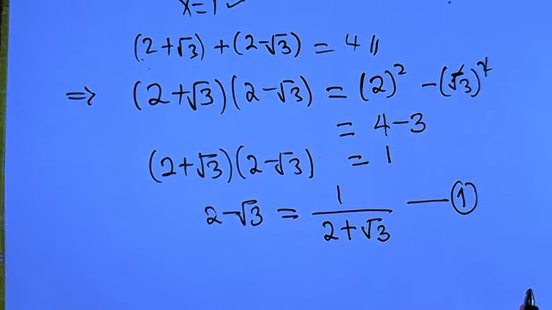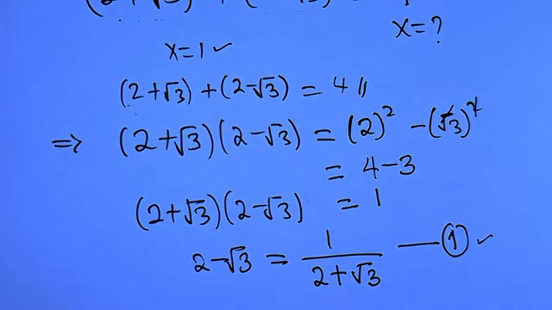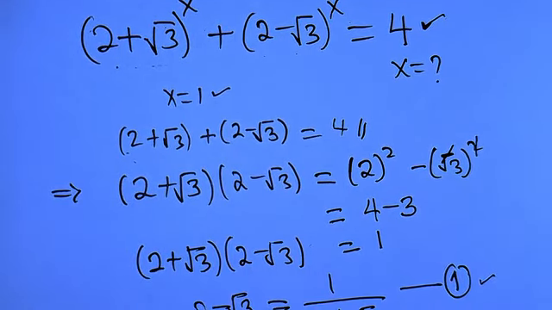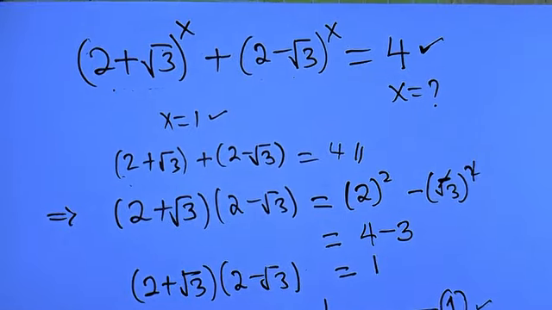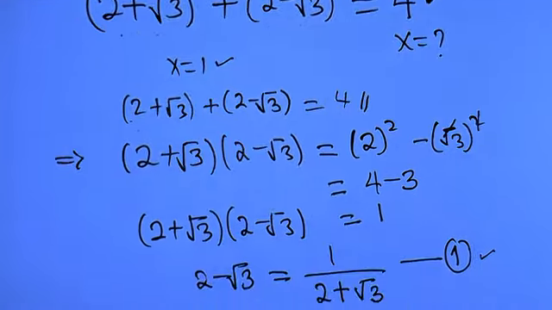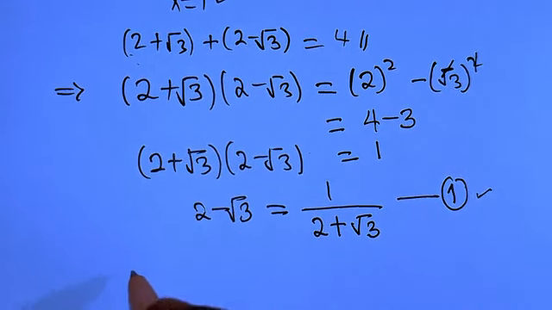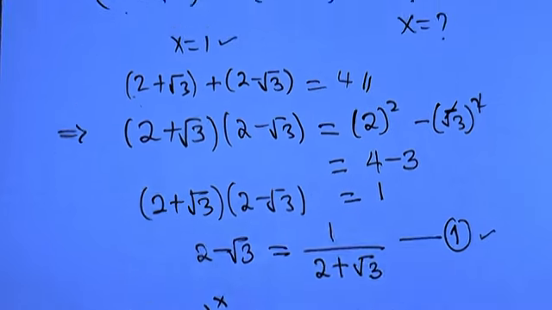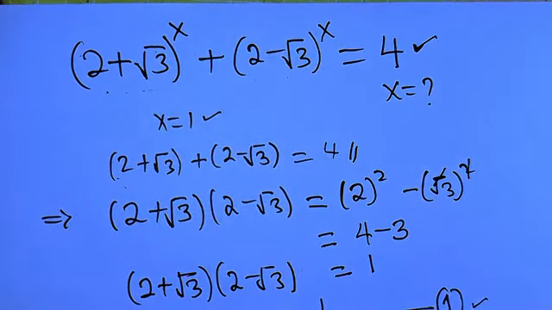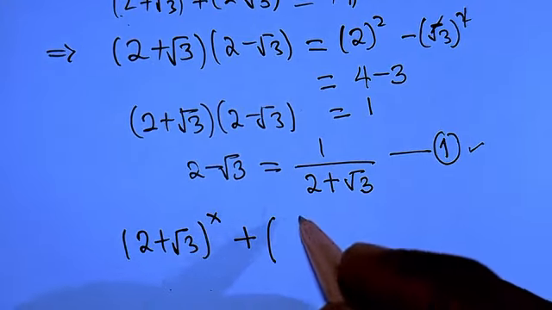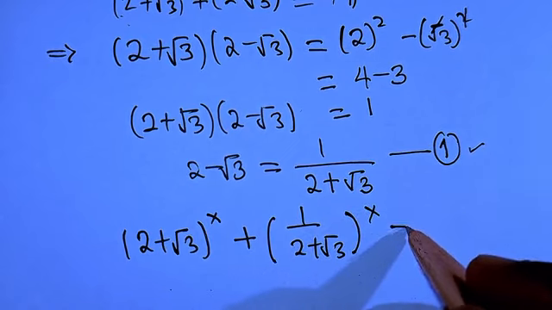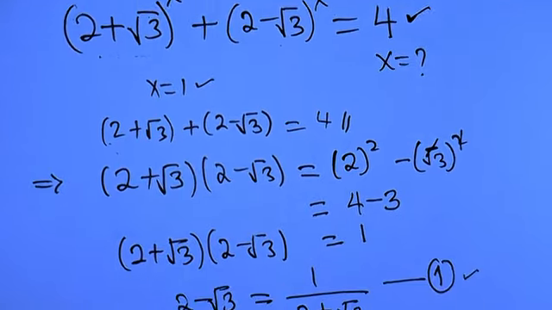Now I'm going to plug equation 1 into the main equation. You can actually make 2 plus root 3 the subject of the formula too, but I tried to avoid this negative value. So I'm going to have 2 plus root 3 to the power of x, then plus, now for 2 minus root 3, I'm going to change it to 1 over 2 plus root 3, then to the power of x equals 4.